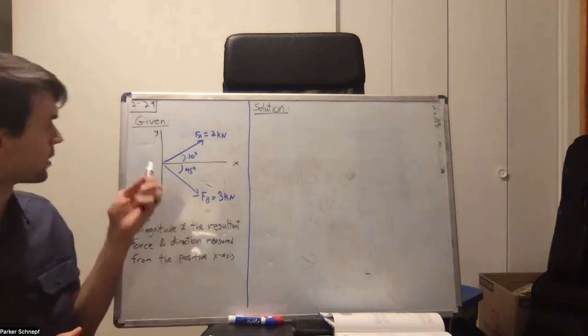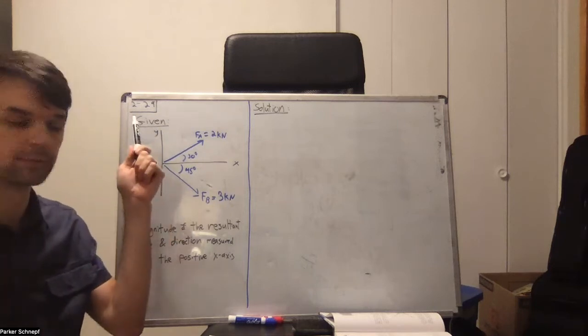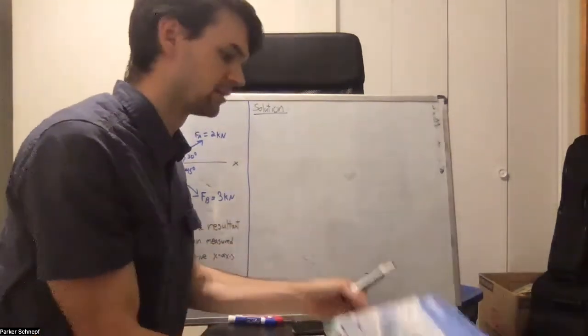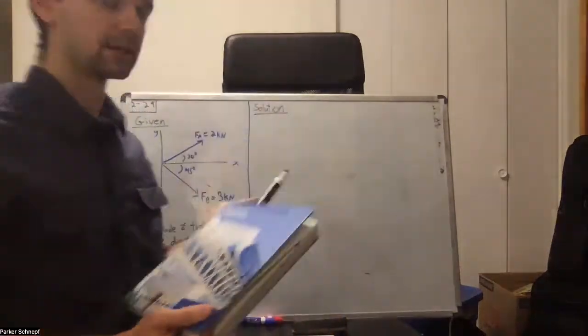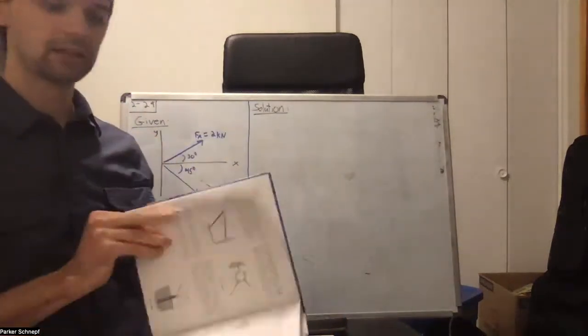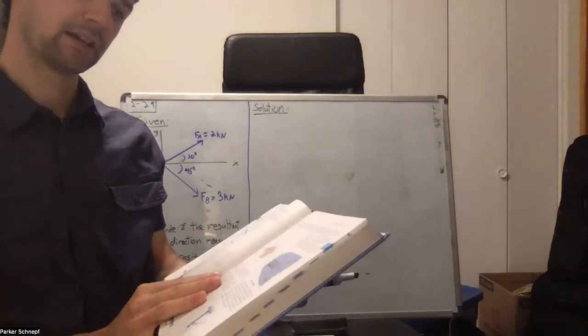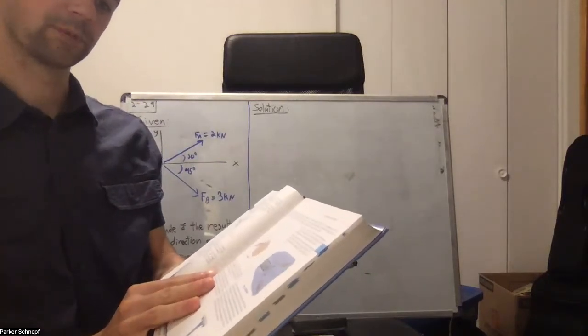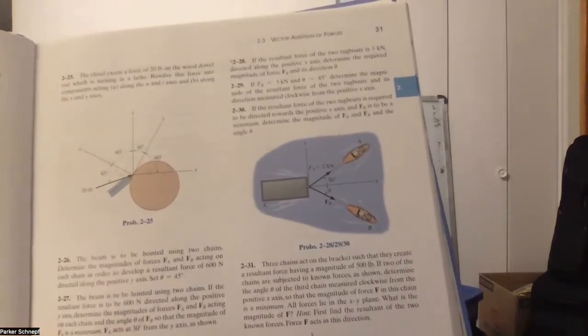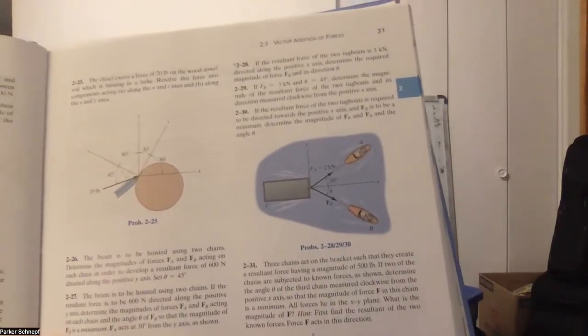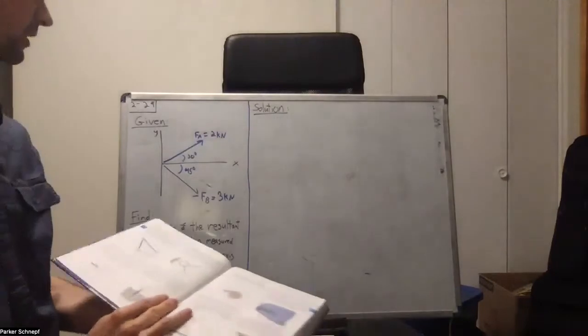In this particular example, this is coming out of the book. I have the 13th edition of the book. This is problem 2.29 in that. And in this case, the problem is being represented as this pair of tugboats. So that's the problem that I'm going off of. That's the representation. So I've redrawn it here.